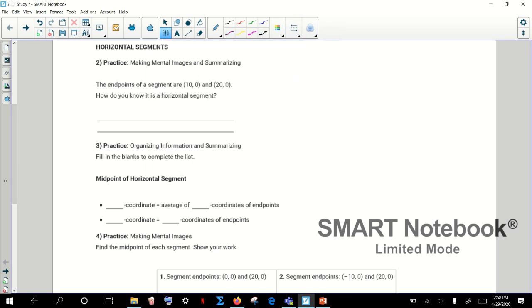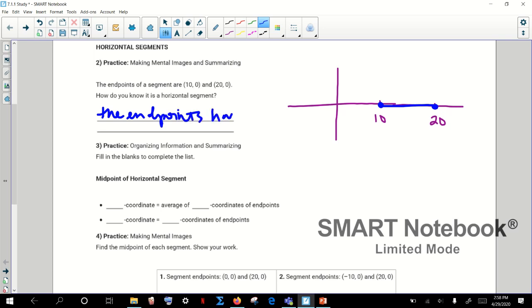So the endpoints of a segment are (10, 0) and (20, 0). How do you know it's a horizontal segment? Let's draw this out if you can't picture it in your head. Say this is 10 on the x-axis and this is 20. We have a segment whose endpoints are at (10, 0) and (20, 0). It didn't go up and down, right? They both have the same y value. So that's my answer: the endpoints have the same y value. If they didn't, one would be higher than the other, and it wouldn't be perfectly horizontal. But since they do have the same y value, it's a perfectly left to right line segment.